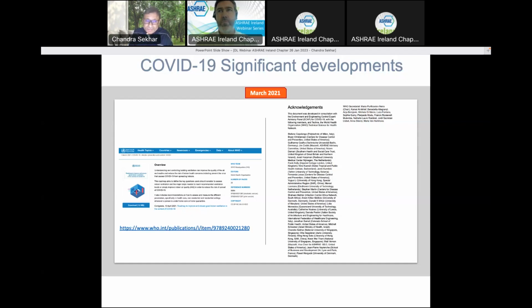Several of my other colleagues who work in this field were part of this group. And the idea really was to say, okay, very quickly within that period in 2020, what can we present as viable options or recommendations in terms of the ventilation.